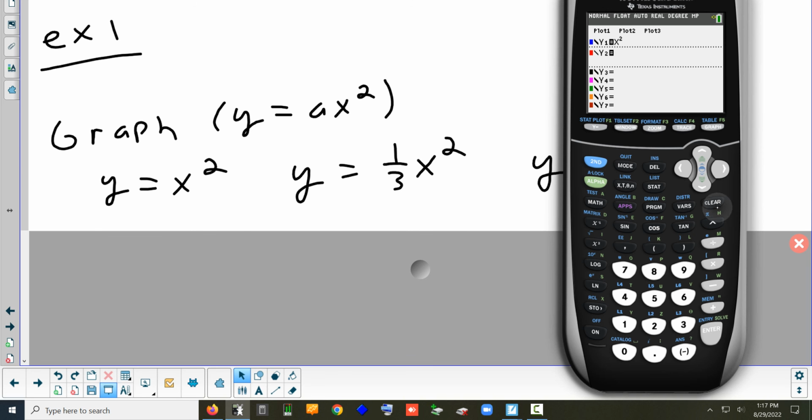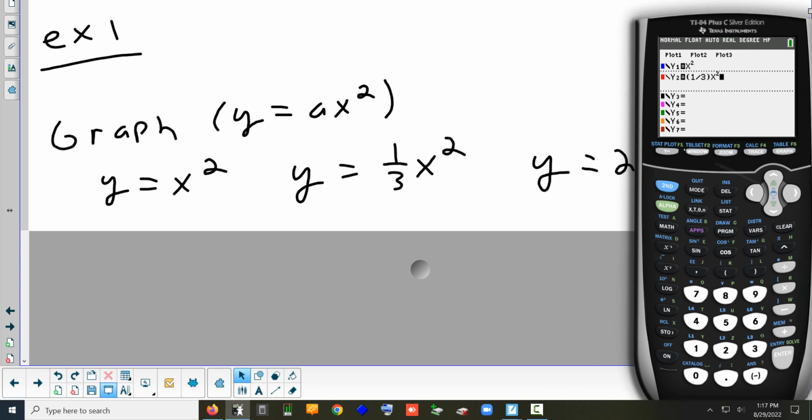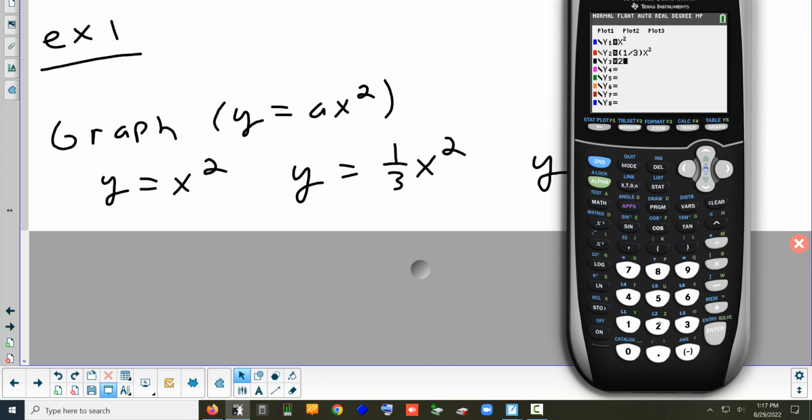So let's graph x squared, 1/3 x squared, and 2x squared, all on the same axis. They just put them in y1, y2, and y3. So I want to hit graph and see if you can tell me what the number in front of x squared does to the graph.